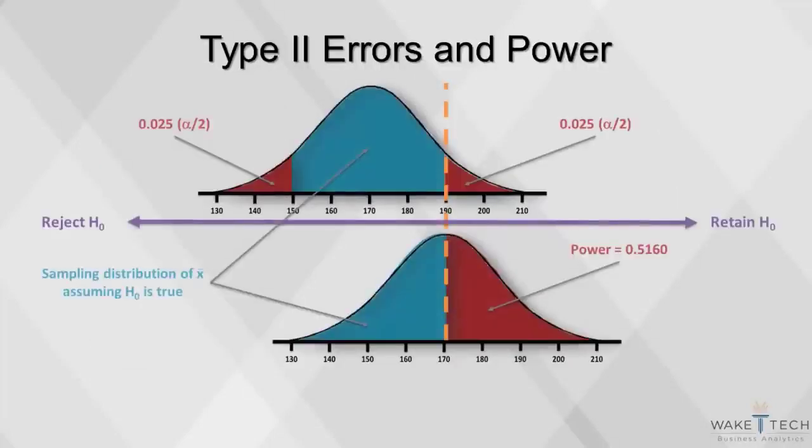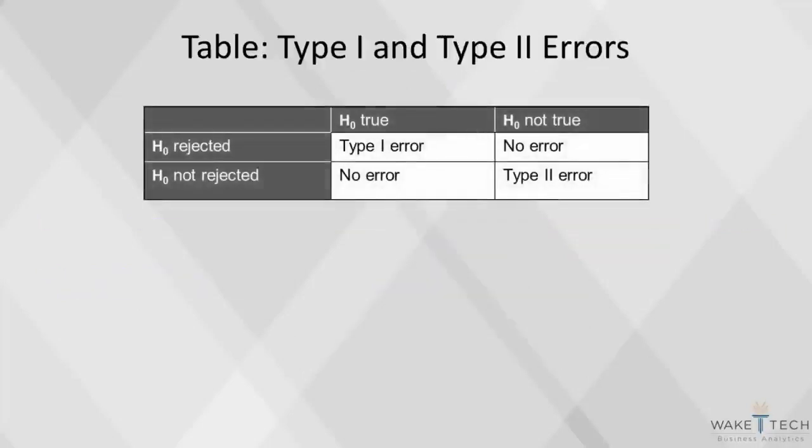In these competing sampling distributions, alpha is set to 0.05. The bottom curve assumes HA is true. The top curve assumes that the null hypothesis H0 is true. Its right tail shows that we will reject H0 when a sample mean exceeds 189.6. The probability of getting a value greater than 189.6 on the bottom curve is 0.5160, corresponding to the power of the test. Here's a table that summarizes the types of errors.